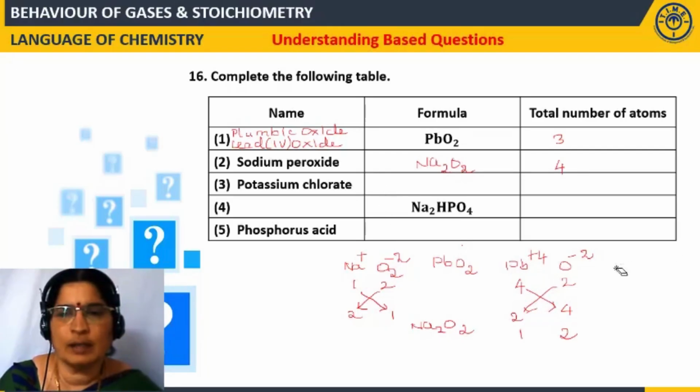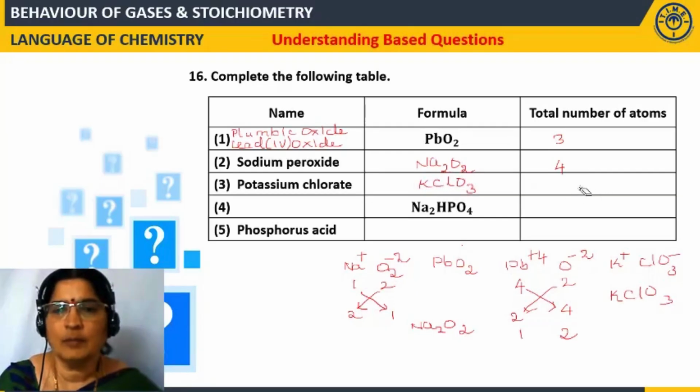Potassium chlorate. Potassium is K plus. Chlorate is ClO3 minus. So both are having valency 1. So the formula should be KClO3. KClO3. So how many atoms are there? 5.